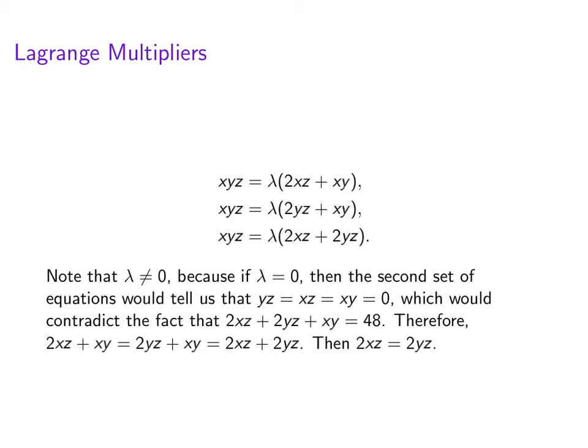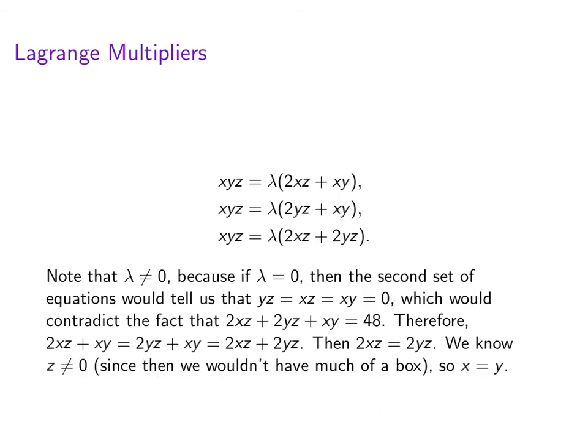So if we take the first two expressions, we'll get 2xz equals 2yz. Now z can't be equal to 0. In fact, none of these variables can be equal to 0 because then the volume would just be nothing. It's not much of a box. So we know that x has to equal y. So the width and the length of the box have to be the same. The height might still be different.